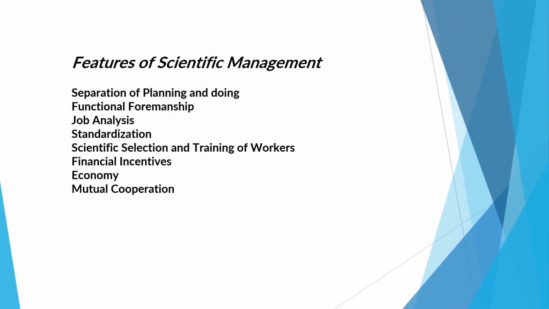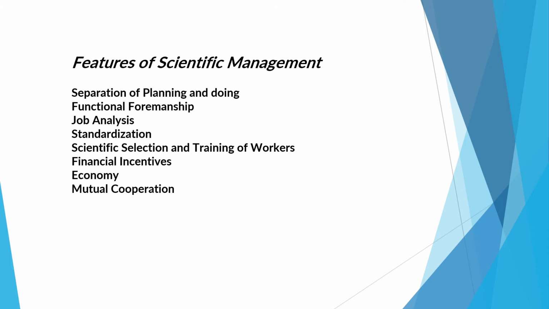Features of scientific management. We have around eight features related to scientific management. The first feature is the separation of planning and doing. Taylor emphasizes the separation of the planning aspect from the actual doing of the work.